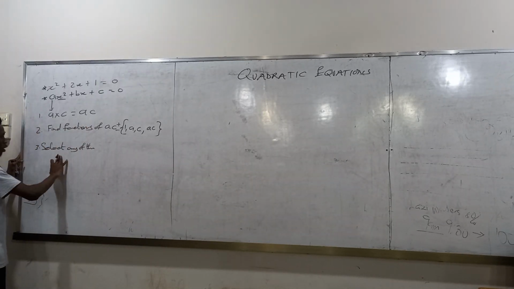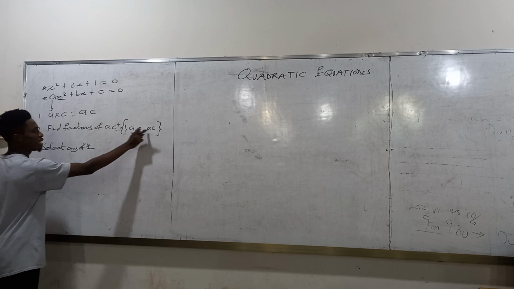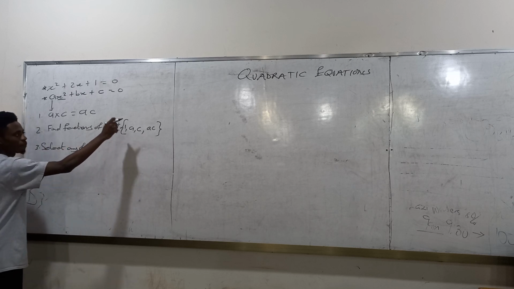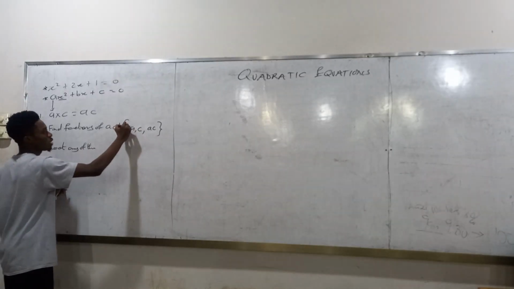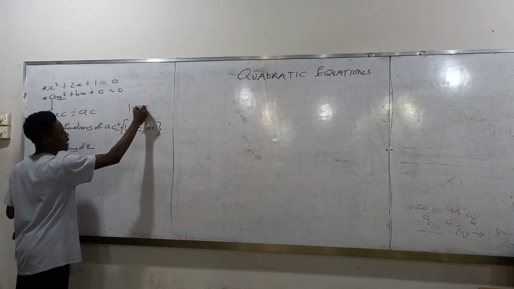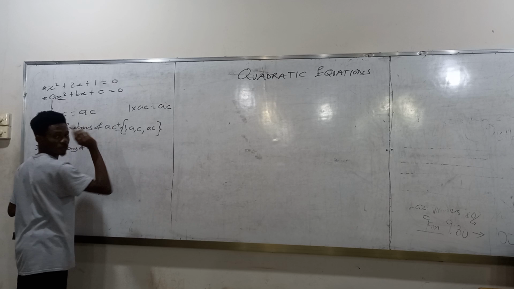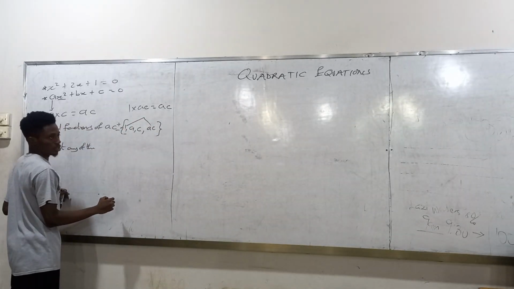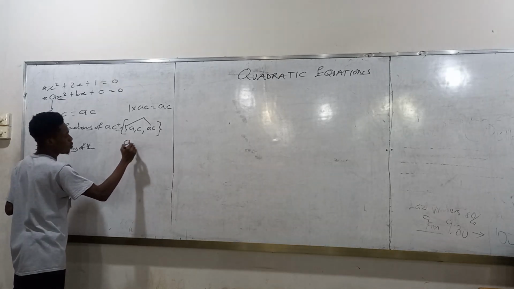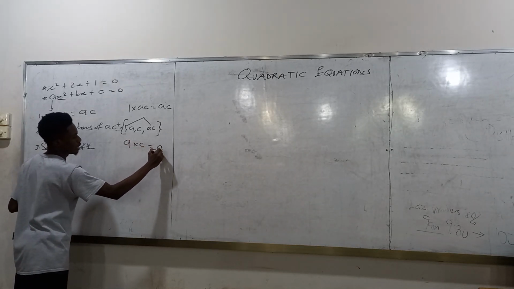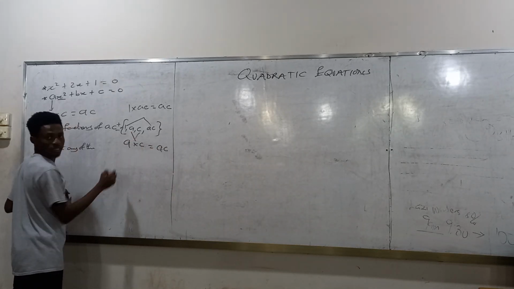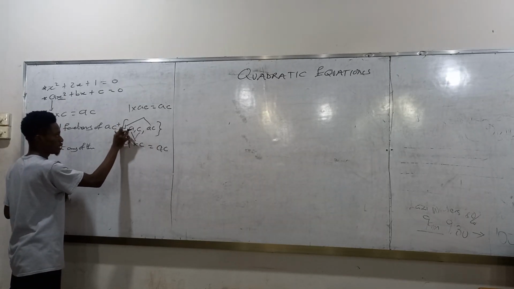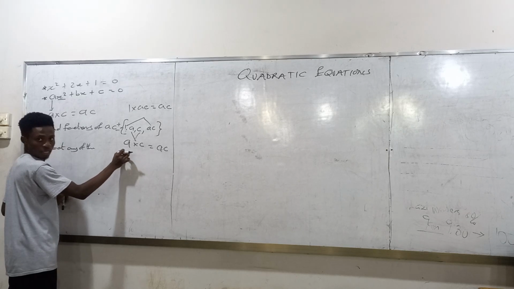So the third point: you select any of the two. You see, they come in pairs. You know that 1 will multiply AC to give you AC, right? So 1 moves with AC. Do you get it? And A will multiply C to give you what? AC. So A moves with C. So you select any of the two pairs. You see, this is one pair, this is another pair.